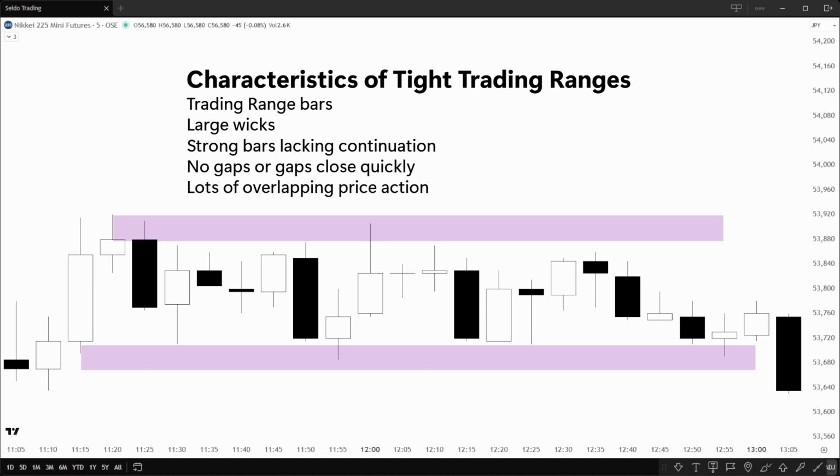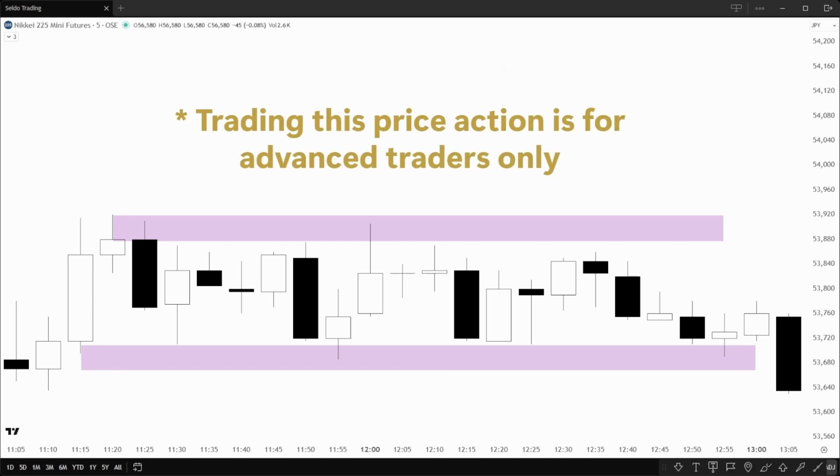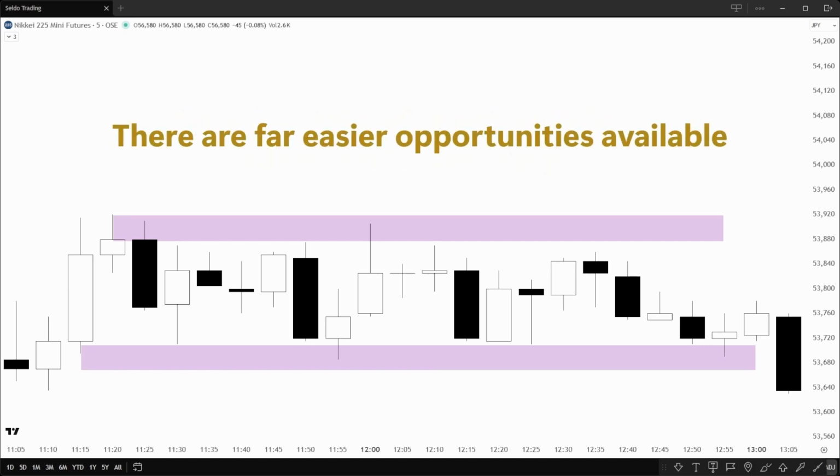So a strong bull bar may be followed by either a trading range bar or even a counter direction strong bear bar. There's either no gaps or the gaps that form quickly close. And trading ranges are largely classified by a lot of overlapping price action. This does not mean this price action cannot be traded. What it means is that for developing traders, it is not the straightforward opportunity. Cleaner, more directional price action tends to produce clearer conditions while you're still learning.